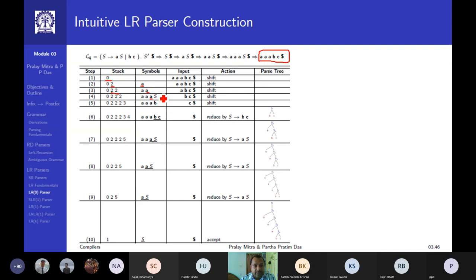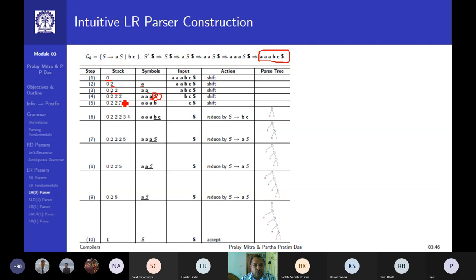So there is a small typo. Please note it down. There will not be S here. So just up to this one, 3 A's have already been read, and the stack state is 0, 2, 2, 2.